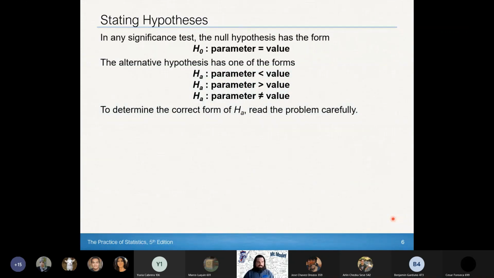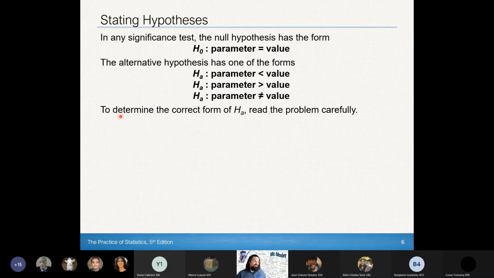In any significance test, the null hypothesis has the form H naught: parameter equals value. It is equal to our value. The alternative hypothesis has one of the forms, H sub A: parameter less than value, H sub A: parameter greater than the value. This should be the same value as we have up here. And H sub A: parameter not equal to the value. So it can be less than, it can be greater than, or we might just be interested to say that it's just not that value. Could be greater than or less than.